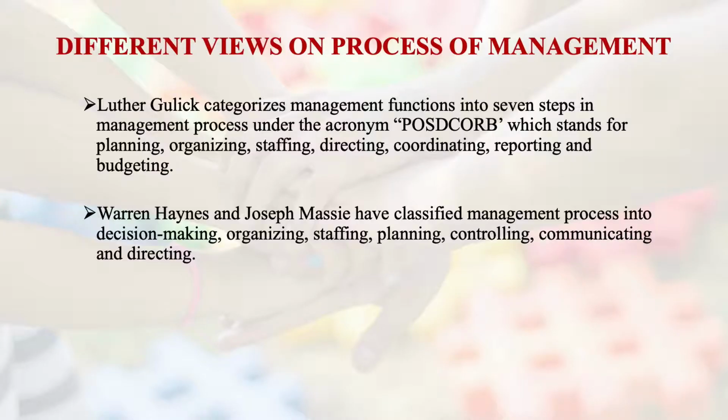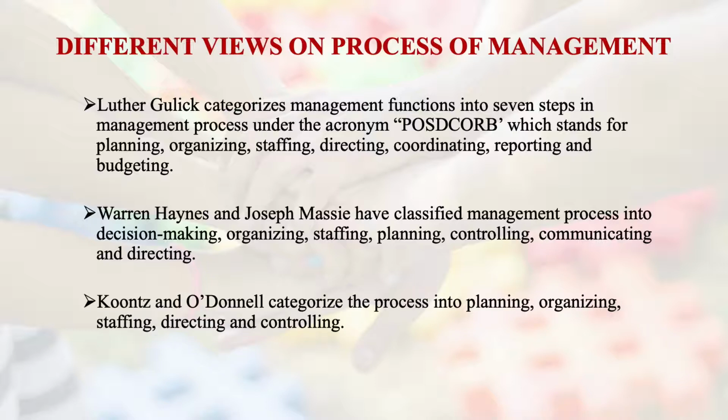When we talk about Warren Haynes and Joseph Massie, they have classified the management process into decision making, organizing, staffing, planning, controlling, communicating, and directing. When we talk about Koontz and O'Donnell, who are major thinkers for principles of management, they have defined management in a systemic approach. So they have categorized the process into planning, organizing, staffing, directing, and controlling.